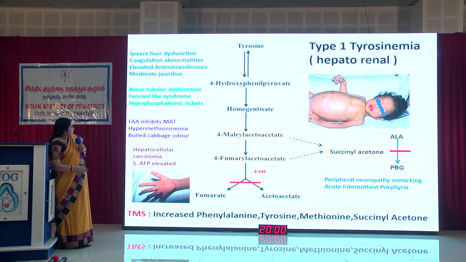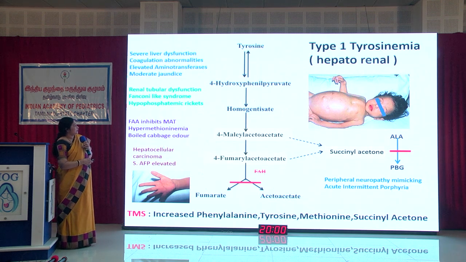These two intermediates cause mutations which can lead to hepatocellular carcinoma. So serum alpha fetoprotein is elevated, and these intermediates cause renal tubular dysfunction and Fanconi-like syndrome. So there is generalized amino acid excretion, aminoaciduria, and phosphate reabsorption is inhibited. So this will lead to hypophosphatemic rickets.